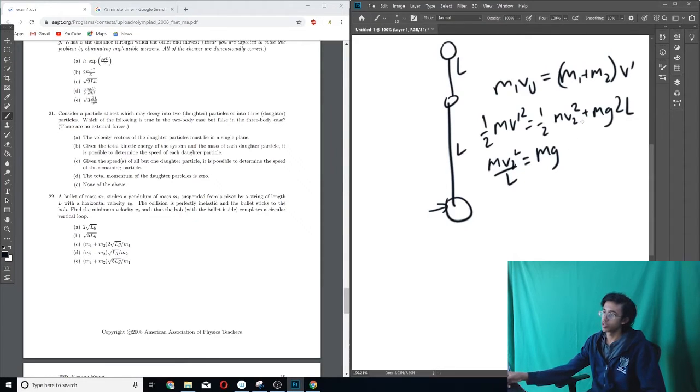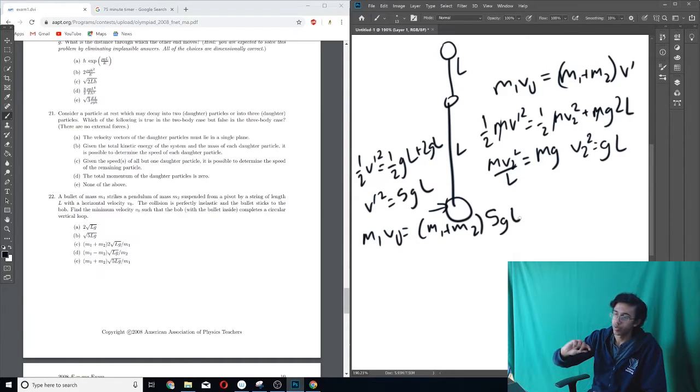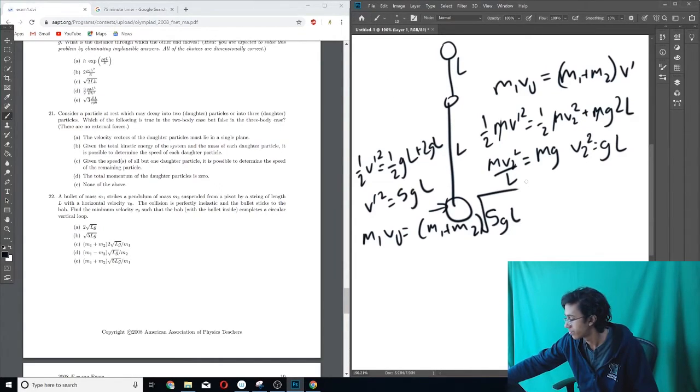Alright, so we have v2 squared is just equal to gL, and we can cancel out all the m's over here. So basically we have 1/2 v prime squared is equal to 1/2 gL plus 2gL. So we basically have that v prime squared is just equal to 5gL. Okay? And then we could plug that into our original equation, right? m1 v0 is equal to m1 plus m2 times root 5gL. And then we just divide by m1 to get v0, and is that the answer? Oh wait, root 5gL. Okay, and that is just answer E. Epic. So 22 is E.